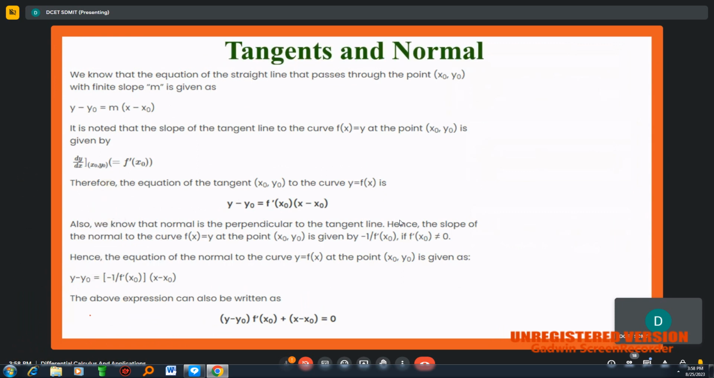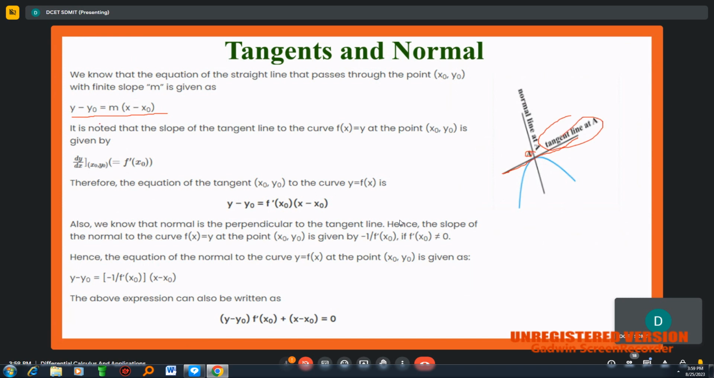Now we have moved to the next part, that is tangents and normals. Now we know that the equation of the straight line that passes through the point x naught comma y naught with finite slope m is given as y minus y naught is equal to m into x minus x naught. Now see here, this is one curve. That curve is passing through this point. This line is called the tangent line at the point A.